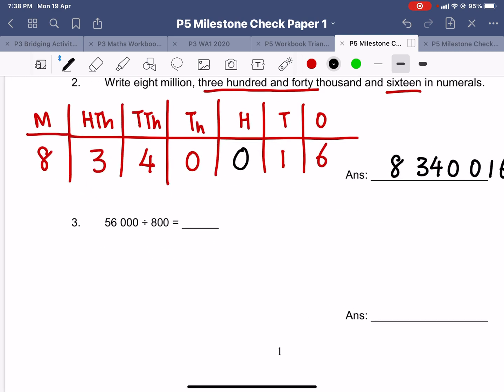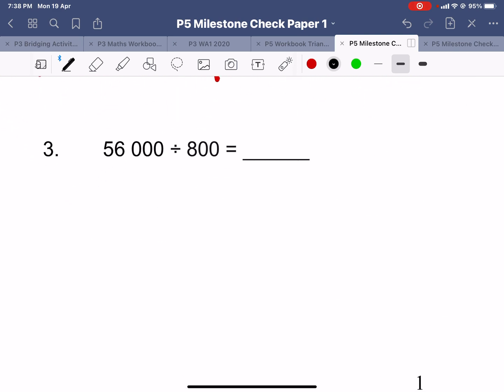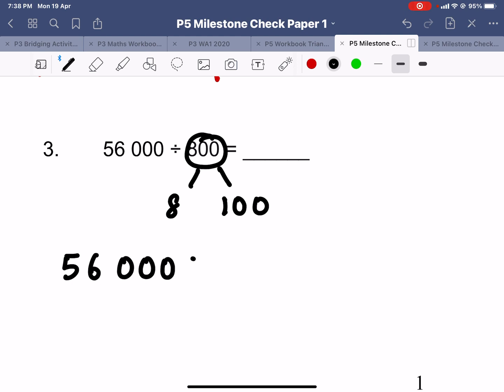Question number 3. Alright, so this is splitting up into 8 and 100. So we could do the division this way, with the 100 first, then with the 8. Alright, with the 100 it's easy. We cancel a pair of zeros each time, which will give us 560.